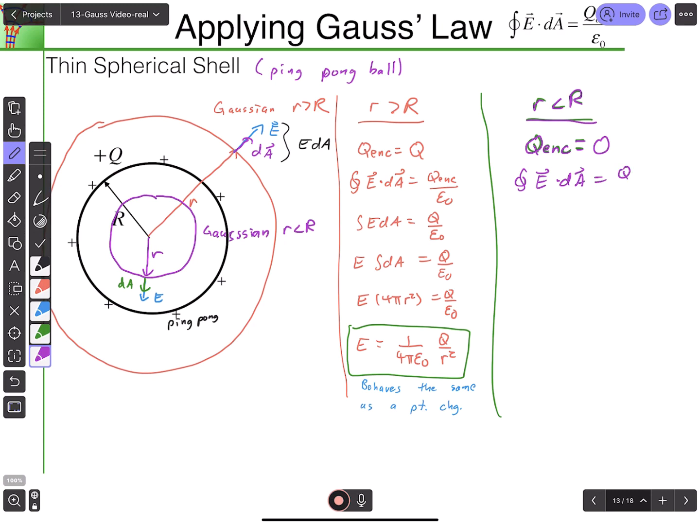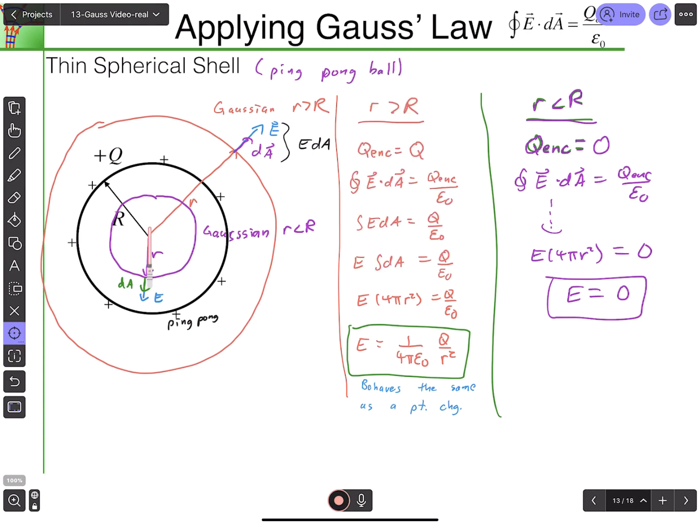You write down Gauss's law, Q enclosed over epsilon naught, and this here, just like before, is going to lead to E times 4 pi r squared, and Q enclosed is 0. So that leads to an electric field equal to 0. So inside the sphere, the electric field is 0.